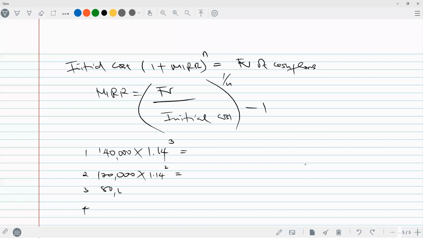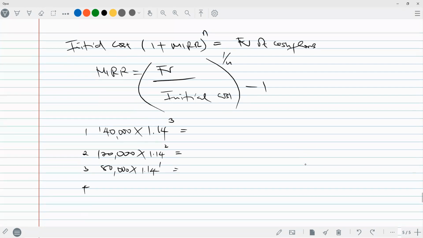So 80,000 we compound for 1 year, and here we don't, because it's already a future value. In case you just want to see it, the power of 0. So this gives therefore 60,000. So we are simply compounding. We're simply getting the future value. Once we compound, we get how much?